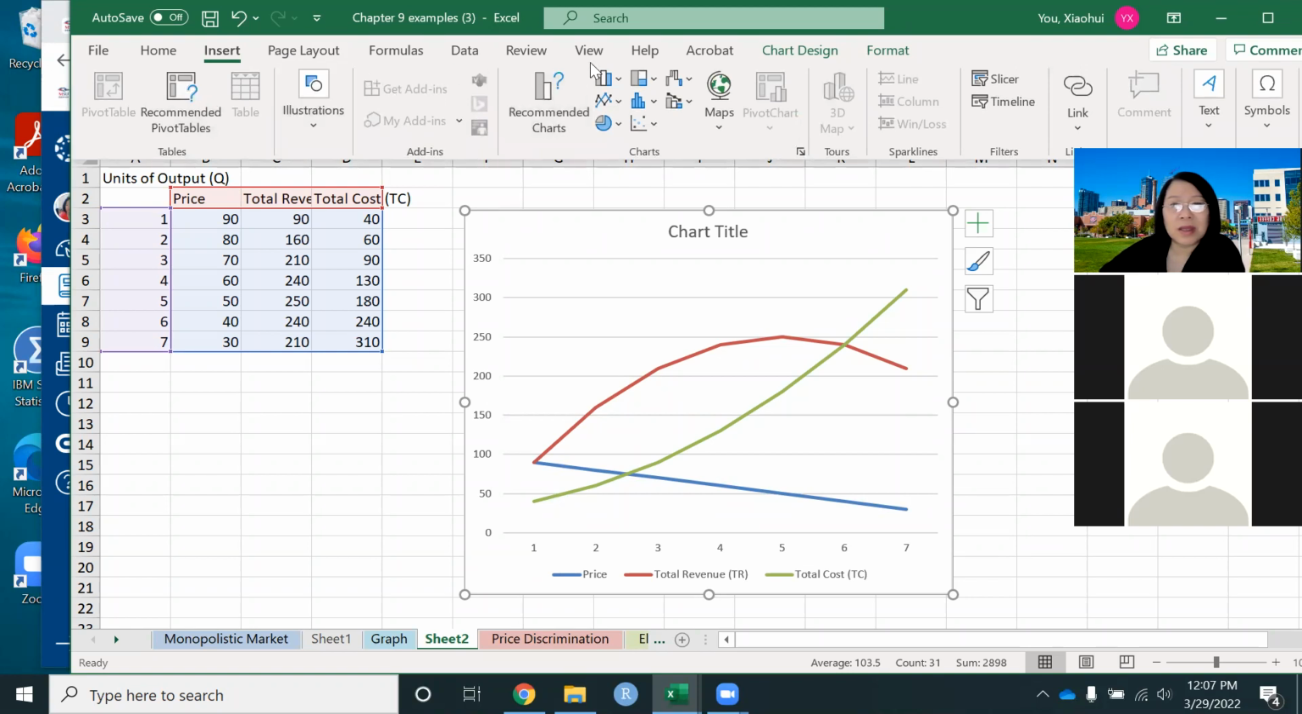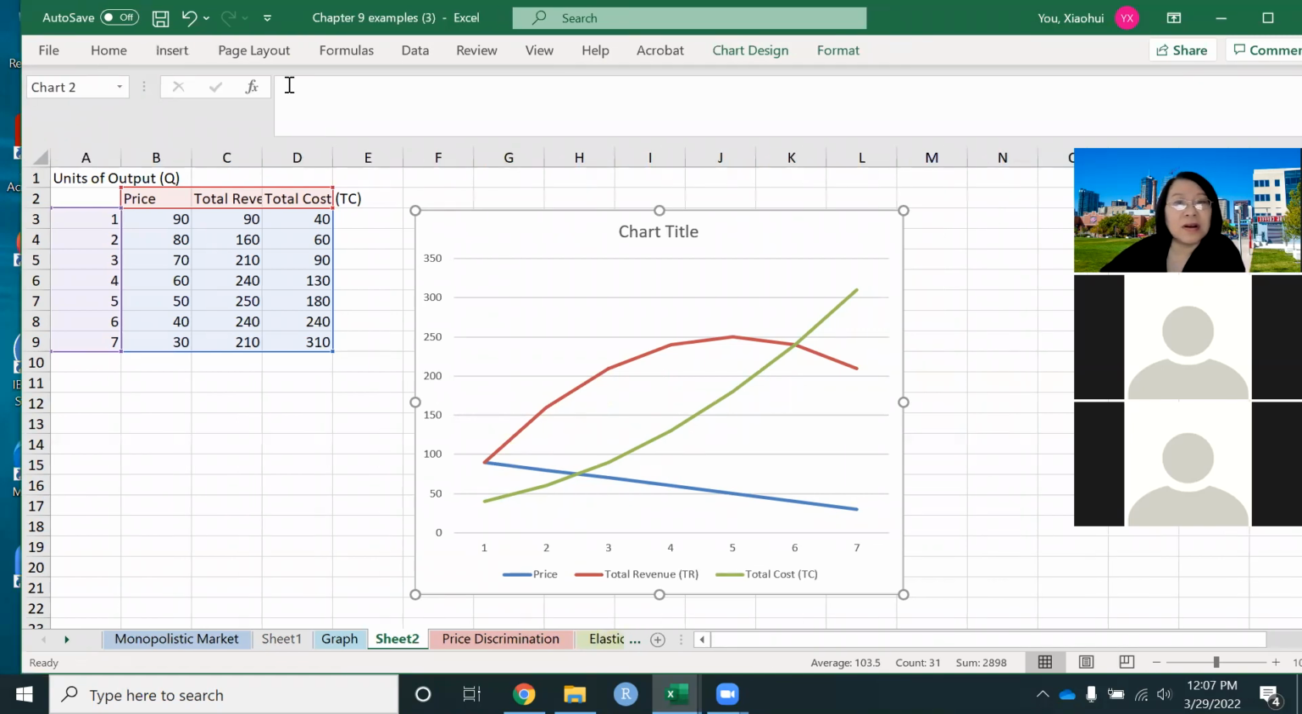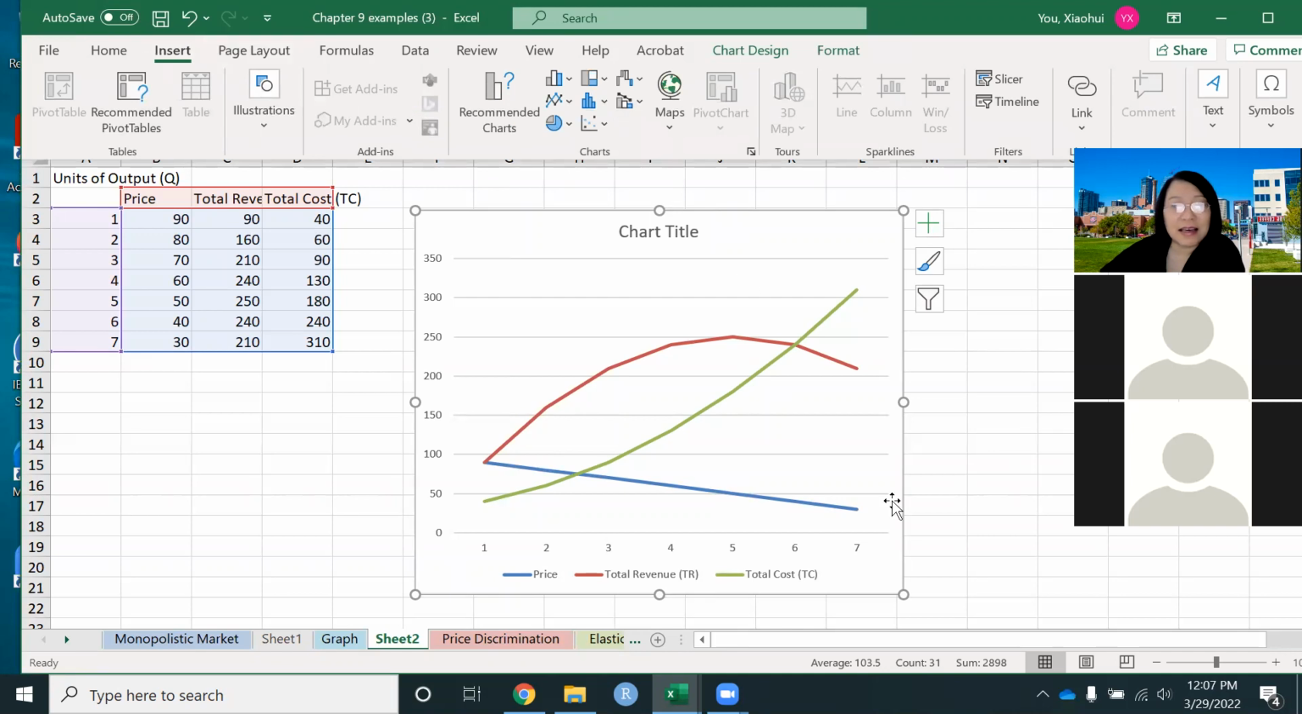When they're equal? Yes. At like 2.5. Oh no, the blue line, that's price. Okay, sorry, then at 6. It should be around 6, right? Here, right? Yes.